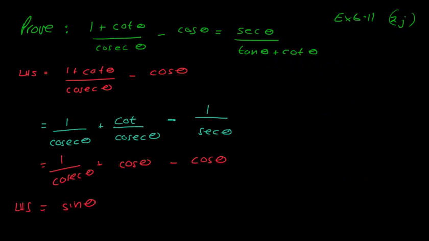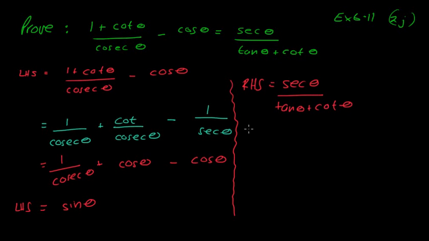Now, I said to you sometimes I want to see if I can manipulate the left-hand side to be the same as the right-hand side. If that doesn't work, for example, I've got the sine theta left by itself. I'm going, okay, I can't really at the moment turn sine theta into this thing. So let's see if I could turn the right-hand side into sine theta as well. Because then, obviously, if they're the same, they're equal. So we've got sec theta over tan theta plus cot theta. Likewise, I'm going to separate this as a fraction.